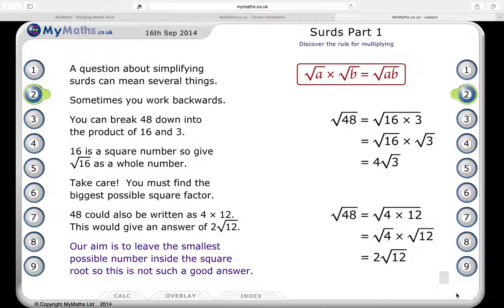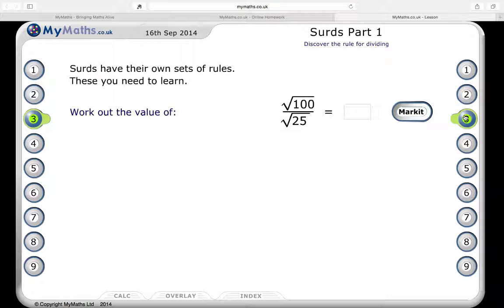Now, our aim is to leave the smallest possible number inside the square root, so this is not such a good answer. It is a way of doing it, and that's what we've done, but you're not making the number massively small. Okay, let's move on to number 3.